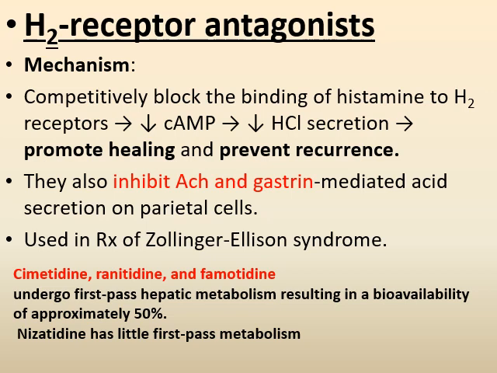For the H2 receptor antagonist, they can block the acid secretion first by prevent the binding of histamine to the H2 receptors on the parietal cell. Number 2, by inhibit the acetylcholine and gastrin action on parietal cell. Therefore, the acid secretion will be reduced by reducing the cyclic AMP as a second messenger. It is effective in treatment of Zollinger-Ellison syndrome. Why? Because it inhibits the action of gastrin.